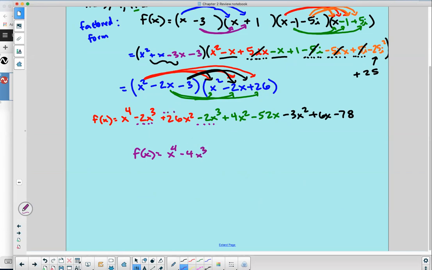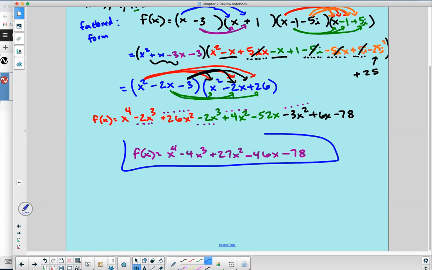I have 26x squared plus 4 more x squared, that's 30x squared, minus 3 is plus 27x squared. And let's see, negative 52 plus 6 x's is a minus 46x, and then minus 78. That would be my equation if we did that correctly. And so now that I know the answer, I'll show you what I would recommend on the test.